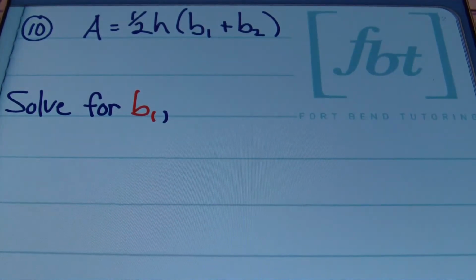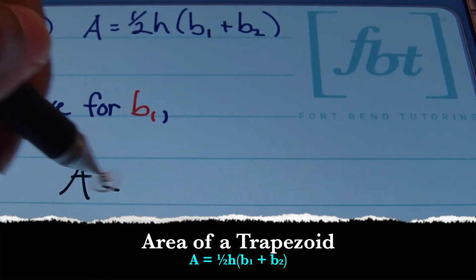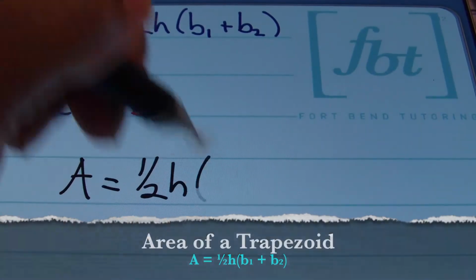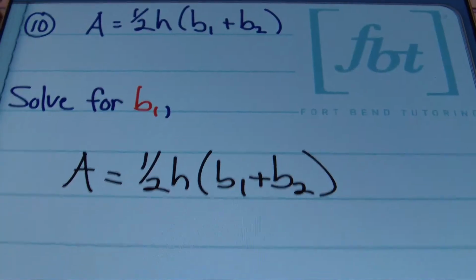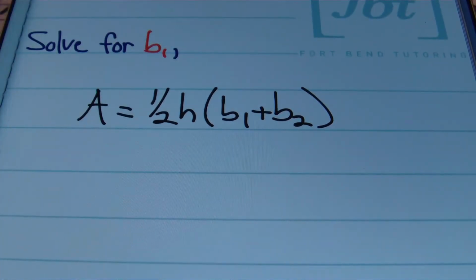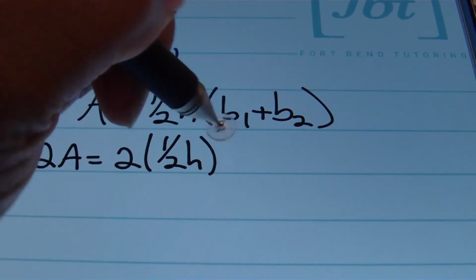In problem number 10, we have the area of a trapezoid. So here, let's start by rewriting our formula. I'll have capital A equals 1/2 the height times the sum of the bases. Notice that in this formula, we have base 1 and base 2. Those are the parallel sides of your trapezoid, and they're asking us to solve for base 1. So the first thing I want to do is get rid of this fraction, because it's ugly. I can do that by multiplying both sides by 2.